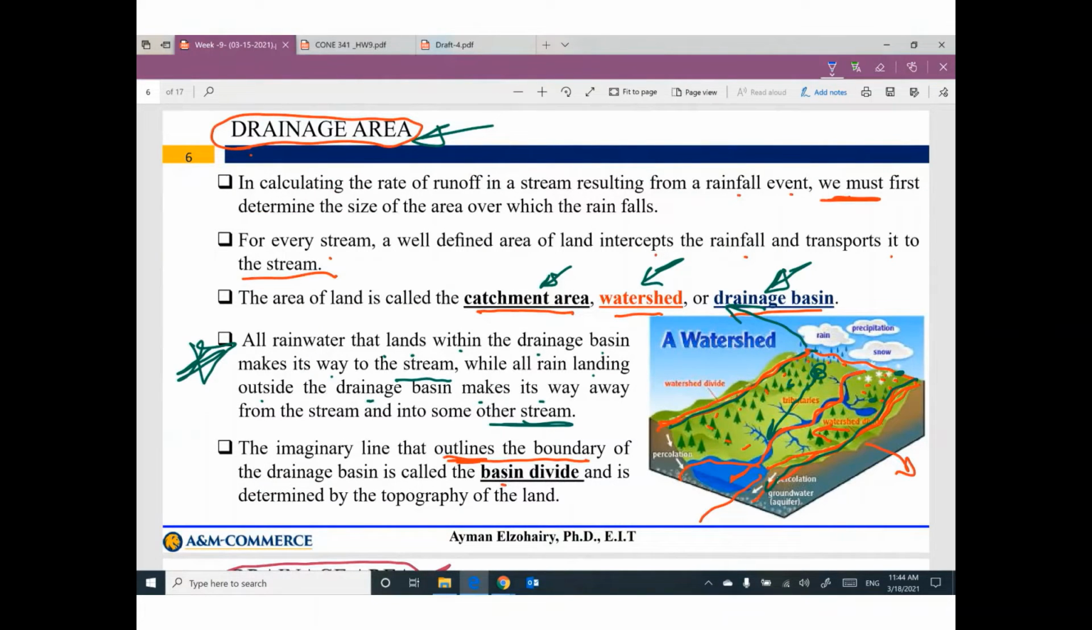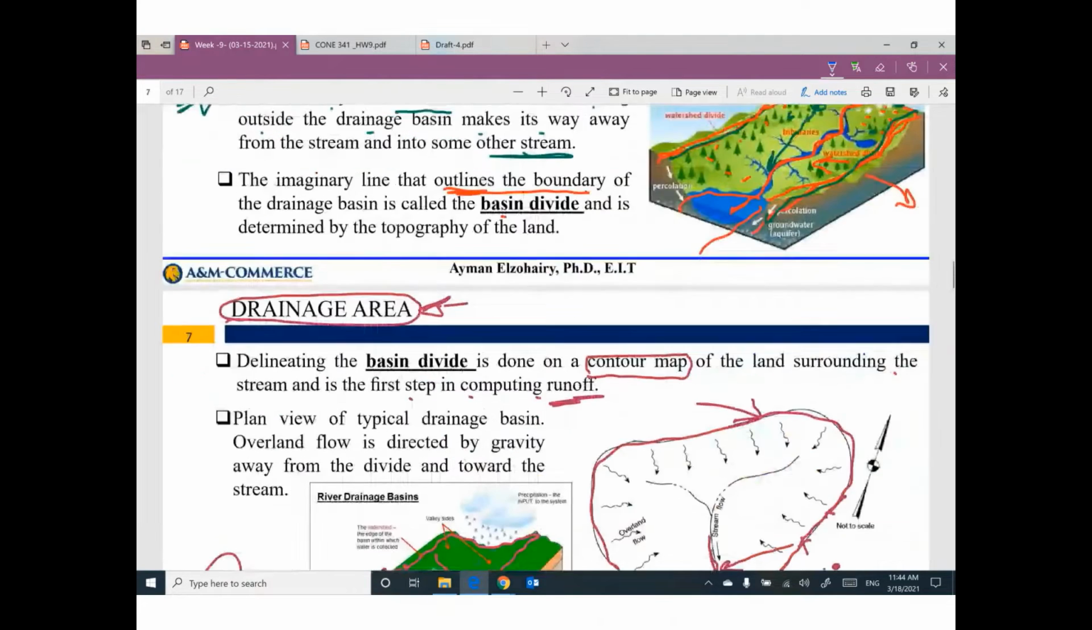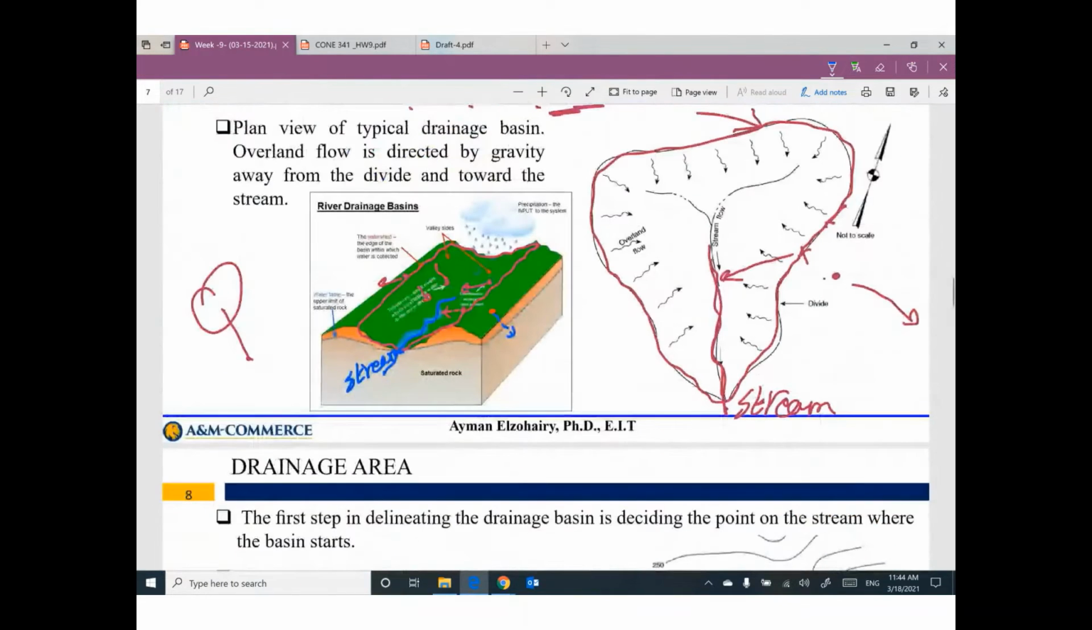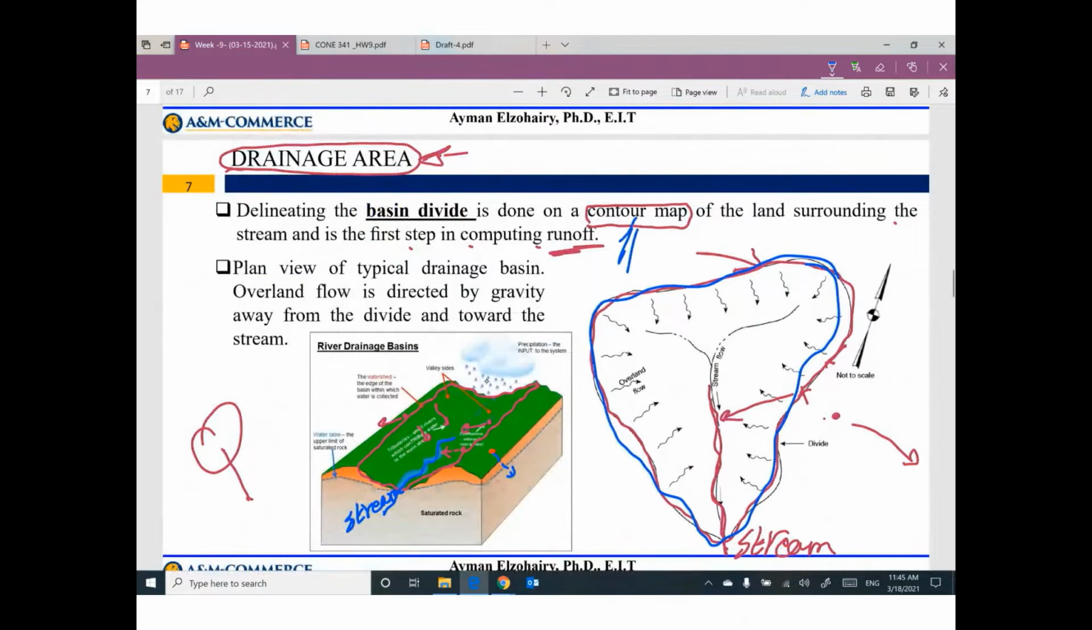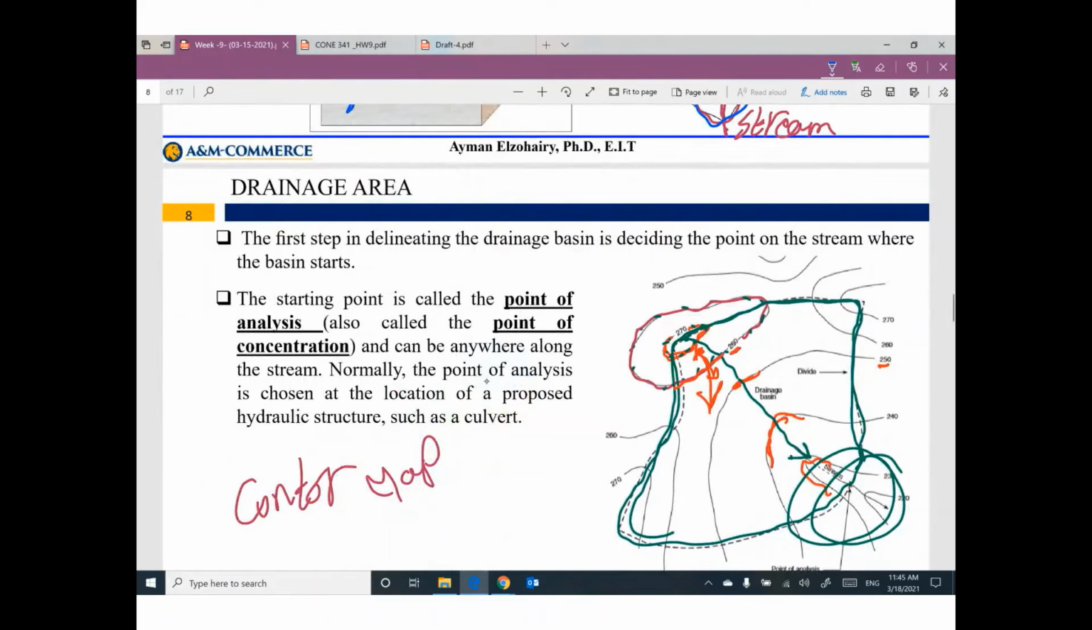This term, drainage area, can be called catchment area, sometimes watershed area, or drainage basin. And we can decide this area based on a contour map. If you have a map with contour lines, any point on this line of contour has an elevation equal to 150. So based on these numbers and these elevations, I can decide the drop of water will flow in this way or this way.